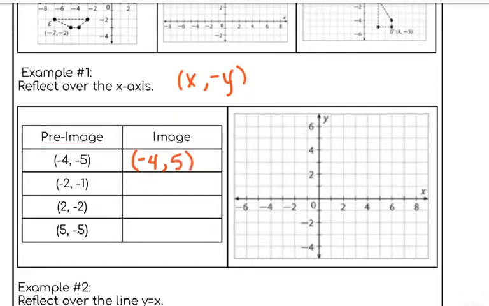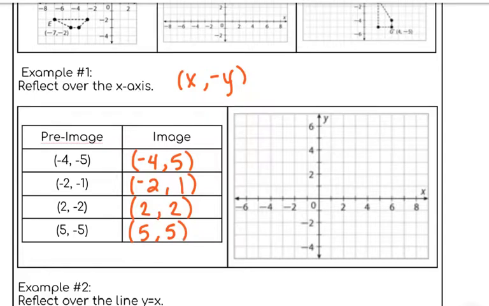So it just changes sign. Well, same thing here. X stays the same, -2, but my negative now becomes positive. It just changes sign. Okay, 2, -2. X stays the same, y changes. X stays the same, y changes.